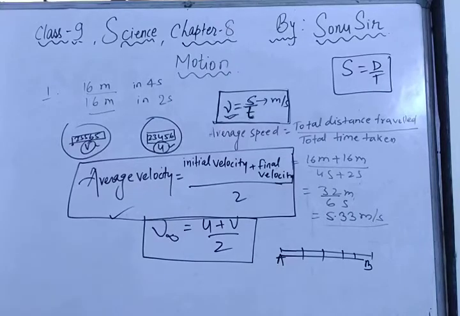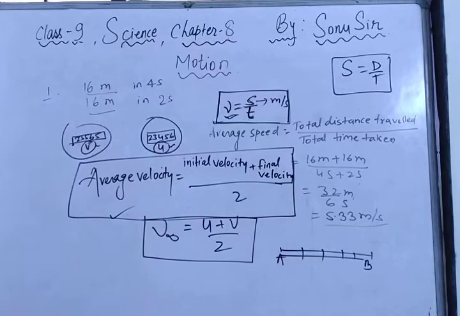The next question is, during an experiment a signal from a spaceship reached the ground station in 5 minutes. What was the distance of the spaceship from the ground station? The signal travels at the speed of light, that is 3 into 10 to the power 8 meter per second. Now you can see here, speed of signal is equal to speed of light. Now how much time they have taken and how much distance they have covered. They are asking you how much distance is from the spaceship to the ground station.